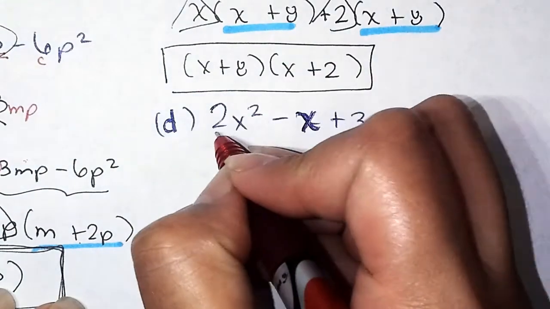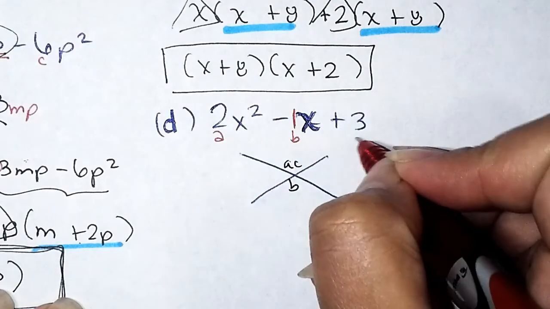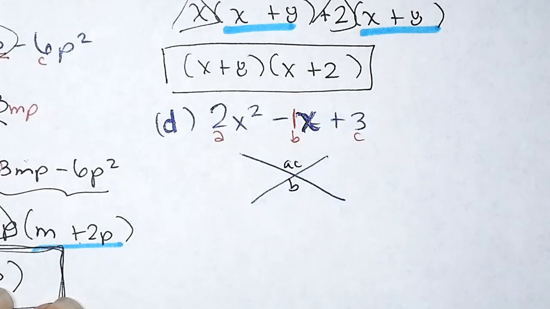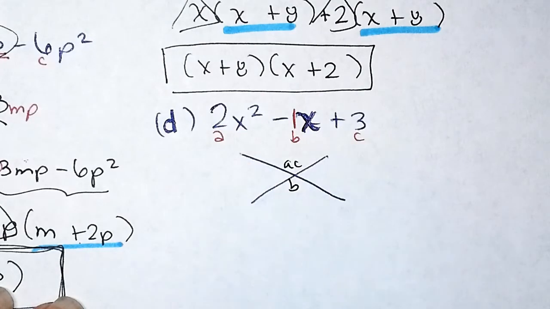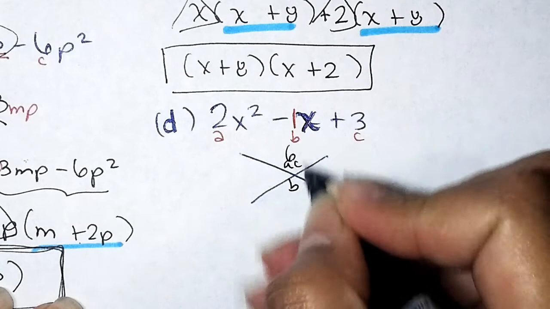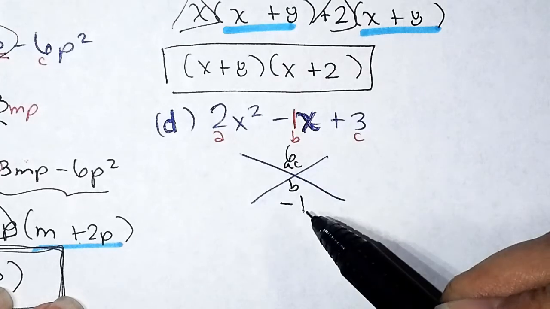Leading coefficient is 2. That's our A. Coefficient of the middle term is 1. That's our B. Constant term is 3. So that's our C. Product of AC, namely 2 and 3, is 6. Value of B is negative 1. So we want factors of 6 that add up to negative 1.